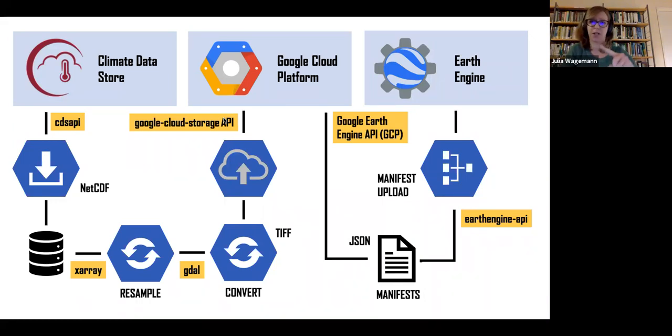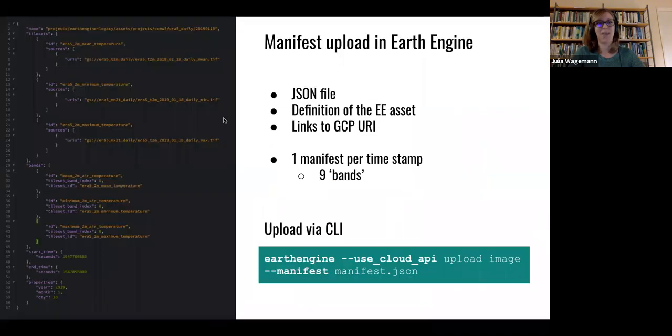And the Earth Engine can now be linked with the Google Cloud Platform with the help of the Google Earth Engine API. And with the help of the Earth Engine API, which is a Python API, we can actually upload the image manifest. And I think now I lost everyone, but I tried to make it a bit more, at least to show you how an image manifest looks like, a JSON file, which we then can upload with the Earth Engine API. And so basically it's a JSON file where we define our Earth Engine asset.